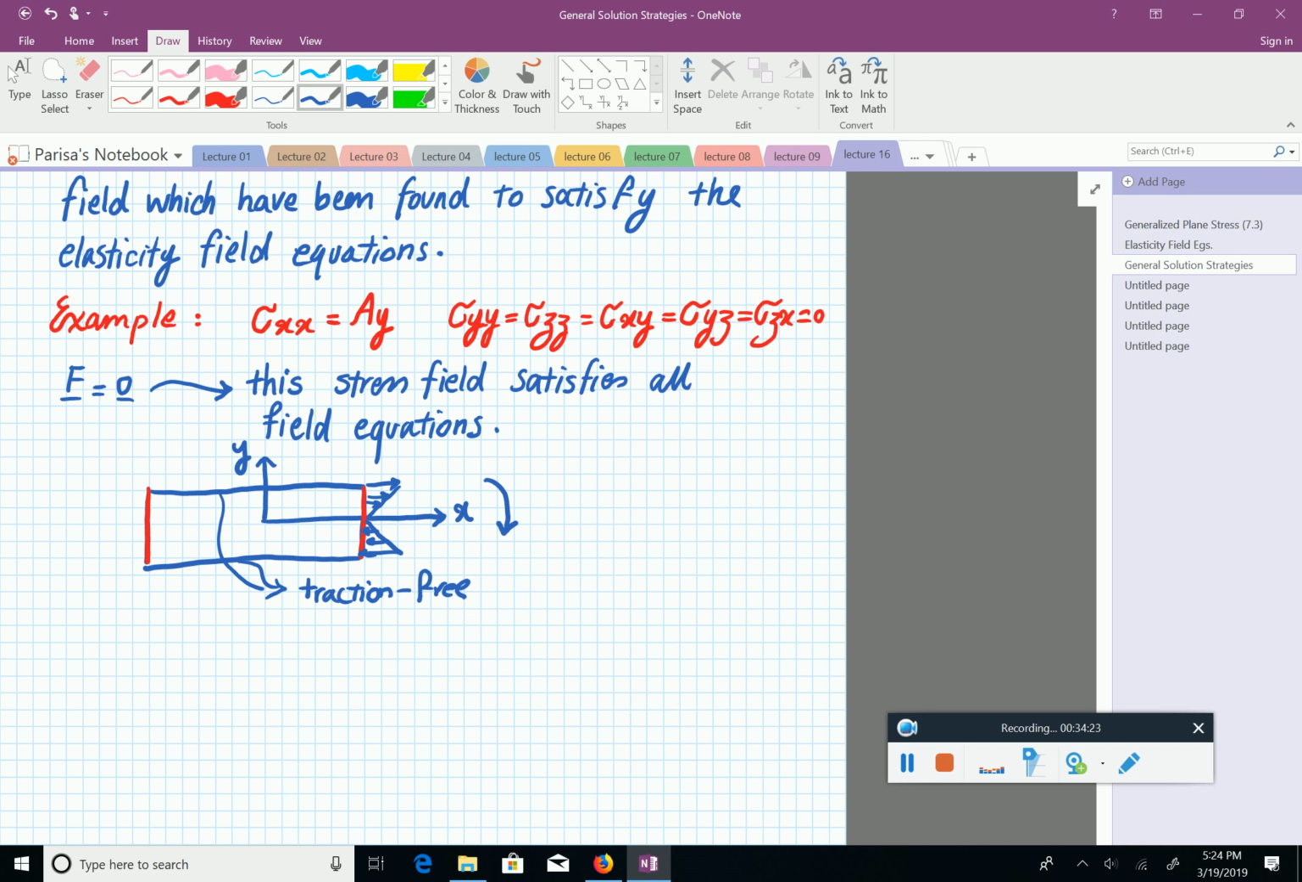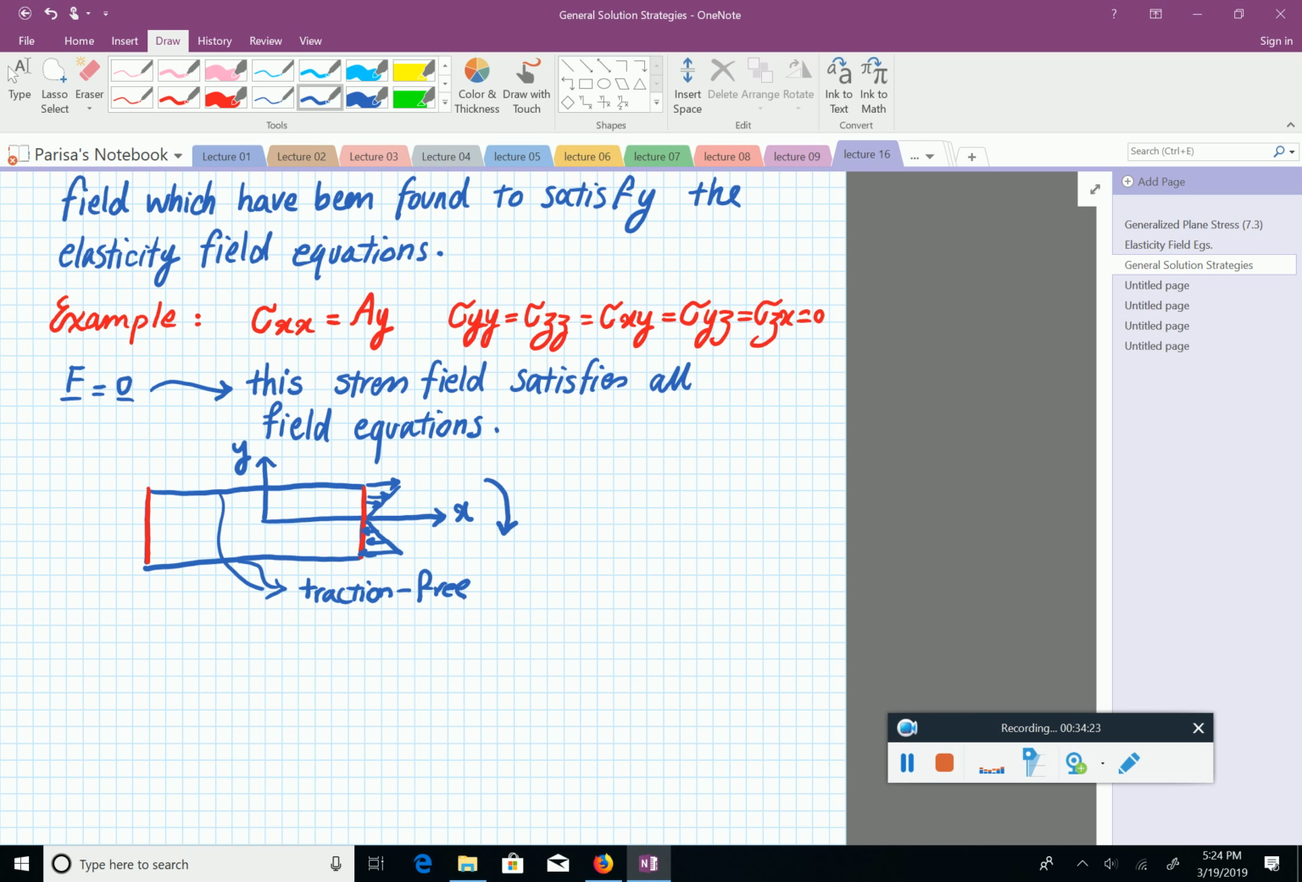And then there is the semi-inverse solution method. In semi-inverse, as you may guess, you have a little bit of that, and you have a little bit of assumptions. You come up with some stress or displacement field, a part of it, and the rest you use the field equations to derive, and you put everything together and try to find a solution.